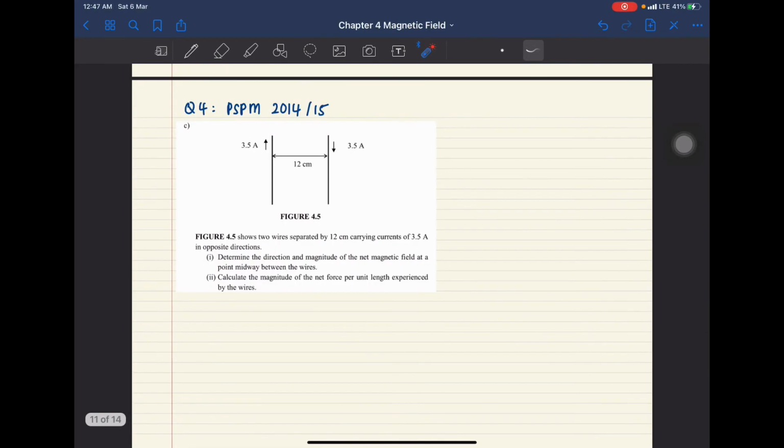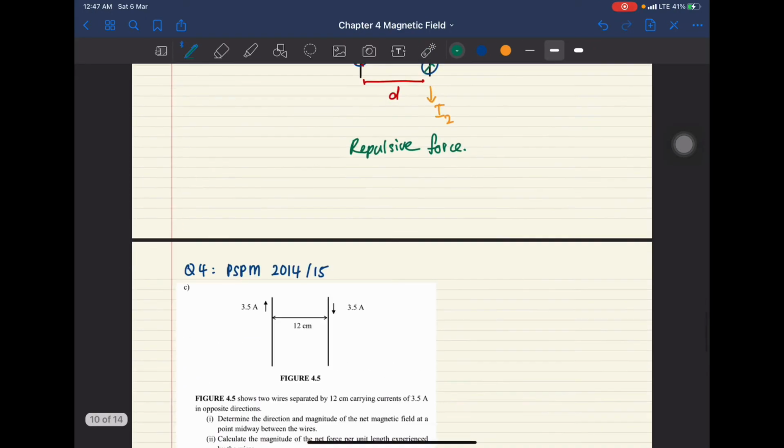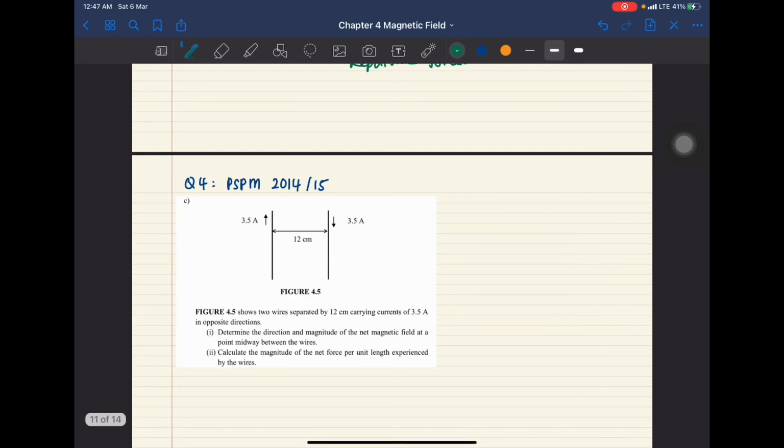Okay, so I'm going to choose an example from past year, which is 2014 and 2015. They give you current carrying conductors sitting next to each other in parallel. The current direction is in the opposite direction. One is going up, another one is going down. So here maybe you can straight away write it is a repulsive force from this diagram. So if you want to calculate the force over here, it will be to the right. Over here it will be to the left, but this one is a repulsive force.